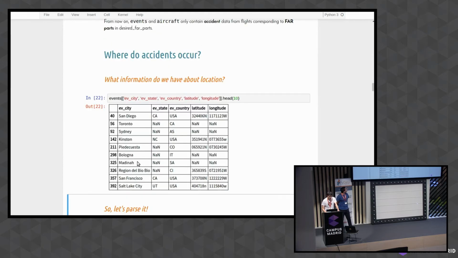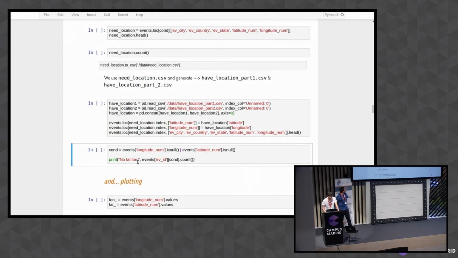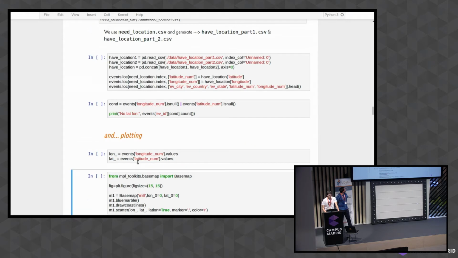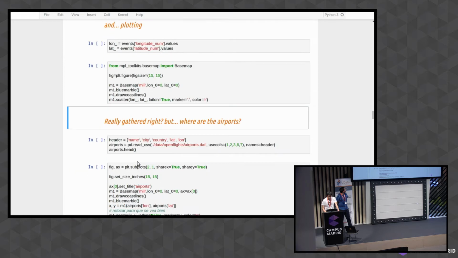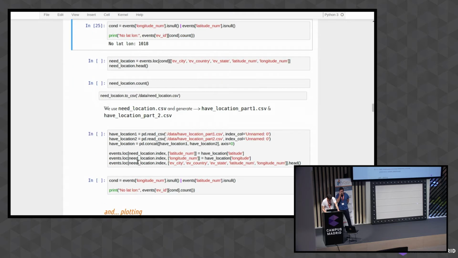So almost no events have information about location in terms of latitude and longitude. As I really wanted to use Basemap, and I couldn't plot just 40 points or something like that, what I did was use the Google Geocode API. Okay, so as we had the information about the city, the state, and also the country, why not send that information through the Geocode API to Google and then take the latitude and longitude.